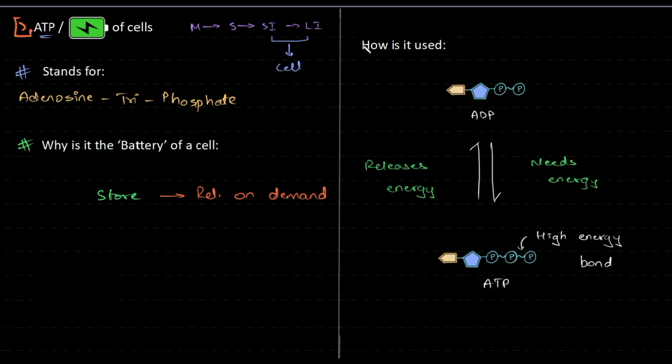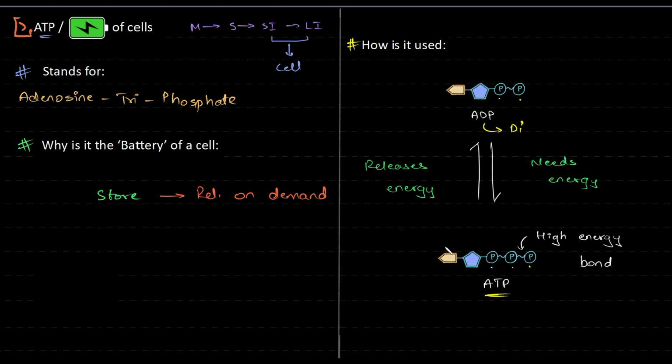So basically, how it gets used is ATP gets converted to ADP. What do you think it stands for? Here you can see 1, 2, 3 phosphates. Here you can see 2 phosphates. So it stands for, yes, di. So this is adenosine diphosphate.